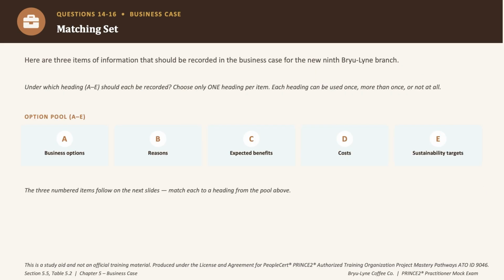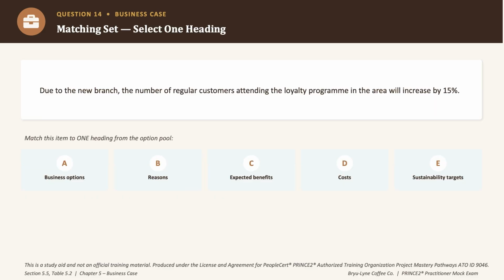Moving on to the next section, which is question number 14 to question number 18 for your Prince2 exam. Now in your exam, questions 14, 15 and 16 will be presented to you as a matching set question for the business case practice. In these types of questions, you will be provided 3 items of information that should be recorded in some of the project artifacts, and you have to select under which heading from A to E this should be recorded. So let's solve question number 14 first, and we'll take it from there.